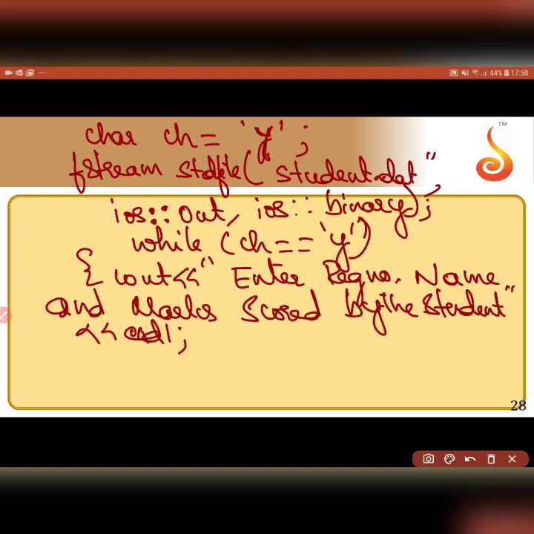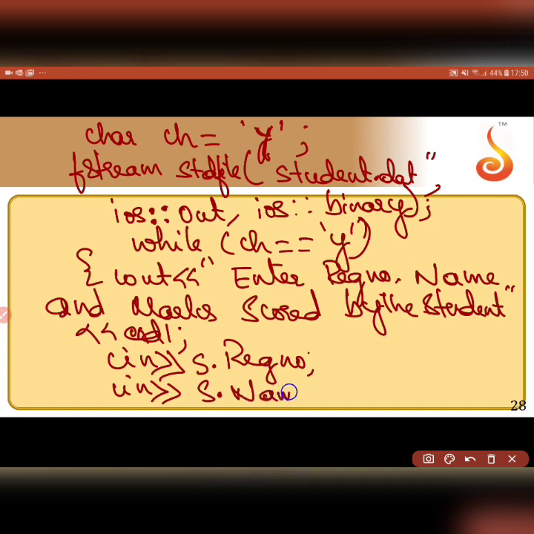How do I do that? cin, yes. From the keyboard I am taking it, and since I need to take it into the structure variable, I need to use the structure, because they are elements of a structure, right? That is why I have to use s dot registration number, because I have declared registration number as a part of the structure. So, cin s dot name and cin s dot marks.